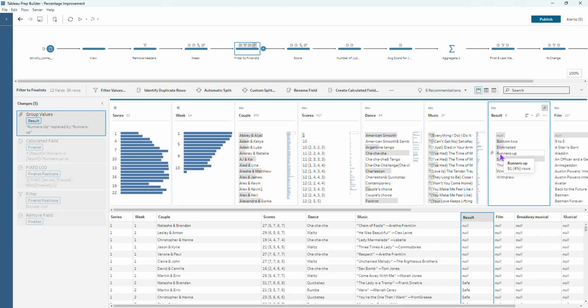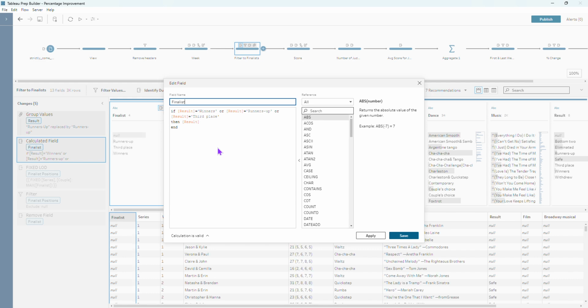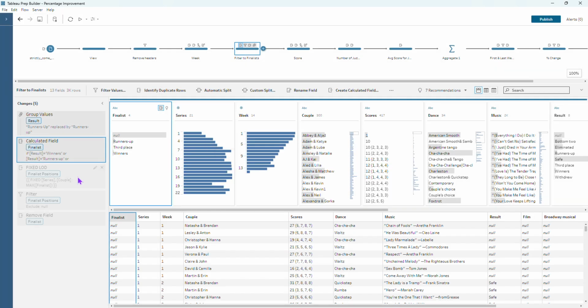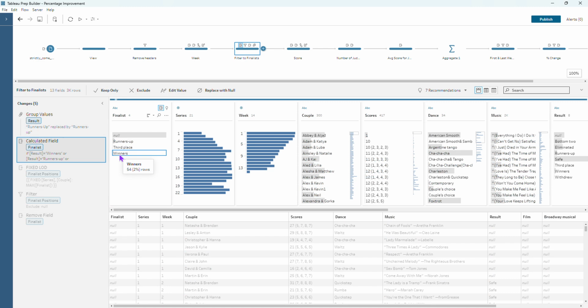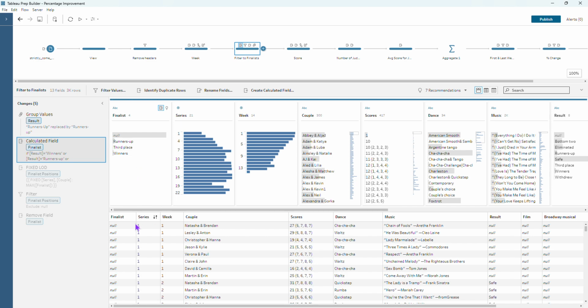And then I thought, well, anyone who's a runner up, a winner, or in third place, they were all in the final. So those are the only ones that I'm going to keep. So basically, saying if they were winners, runners up, or in third place, then keep the result, otherwise have that as a null. And then in order to make that classification apply to all rows of that couple, because for example, the winners include Natasha and Brendan, but then if I'm not looking at that final week, then they are not classed as a finalist, they just have a null in their row.